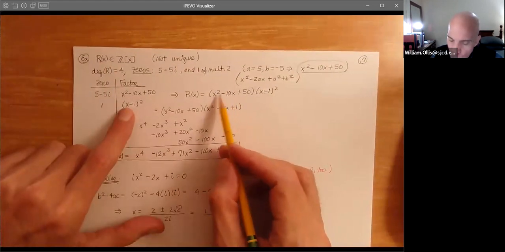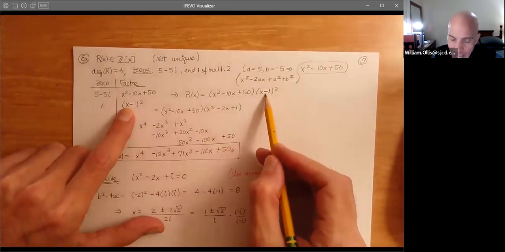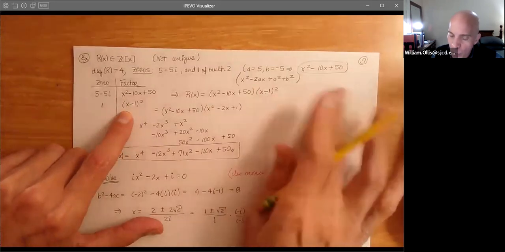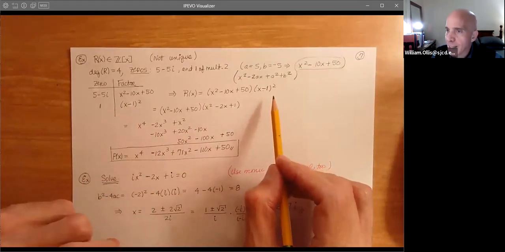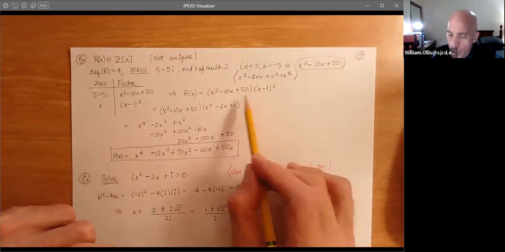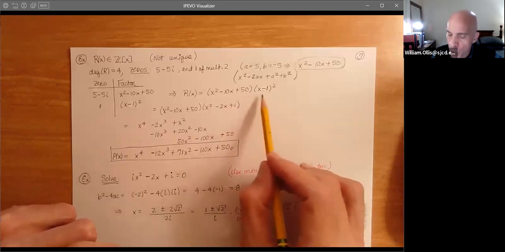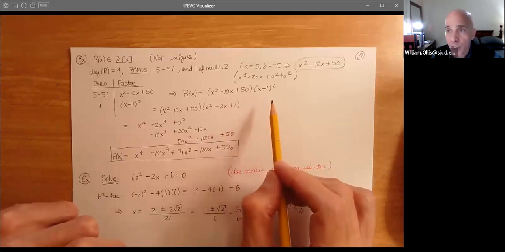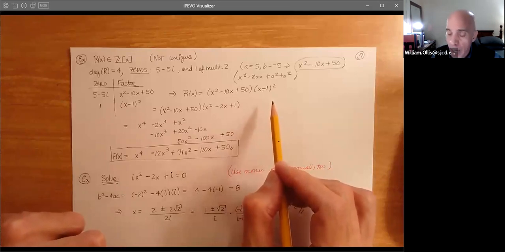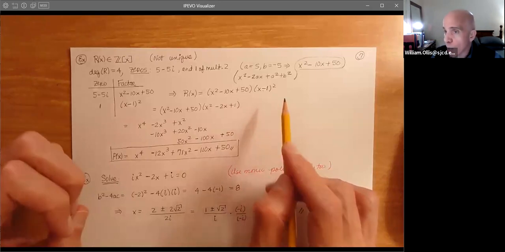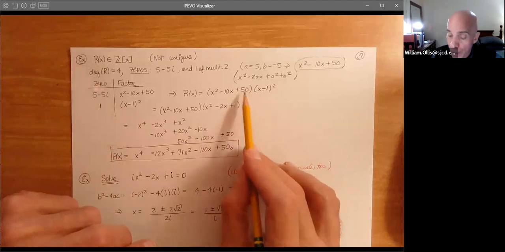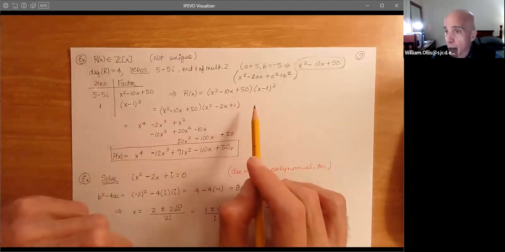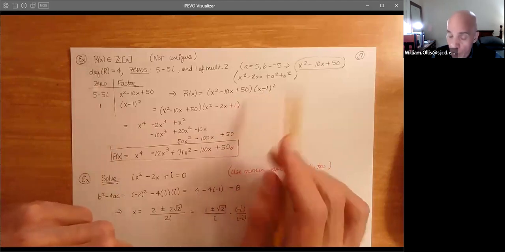So now we have x squared minus 10x plus 50 times x minus 1 squared. And you're thinking, would WebAssign let me get away with this? Well, here's the thing. If you're running out of time, you know, on a quiz or whatever, you probably could get away with this, but let's just go ahead and multiply it out. Some computer algebra systems say write in descending order, and then they would kick it out if you didn't do it. But if WebAssign doesn't always specify, you can keep it factored. You just have to make sure that whatever you type is an integer polynomial, and this definitely is an integer polynomial.